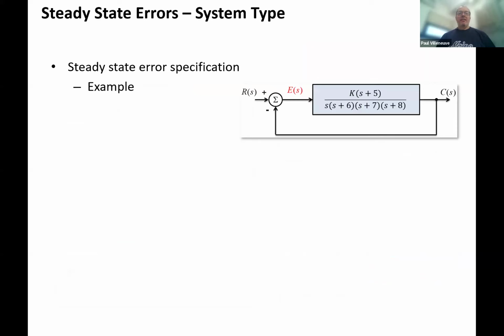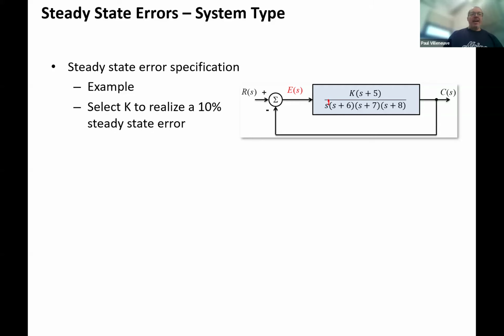What about here? What's the system type? It should be very easy to answer at this point. Type 1, right? Because you have one integrator, correct? And now the modification is we have a value of K, and we want a system that has no more than a 10% steady state error. So we want to pick the value of K for a proportional controller. So we get that value.